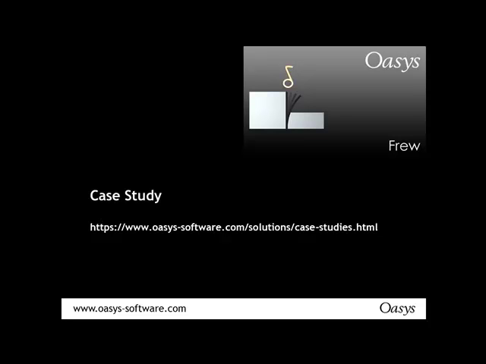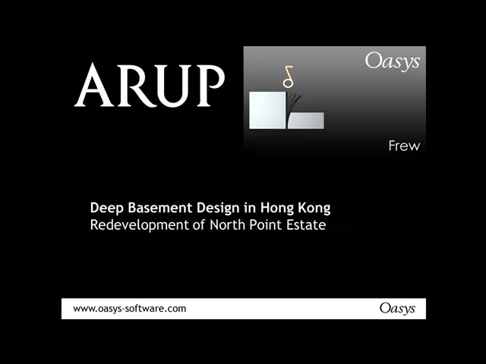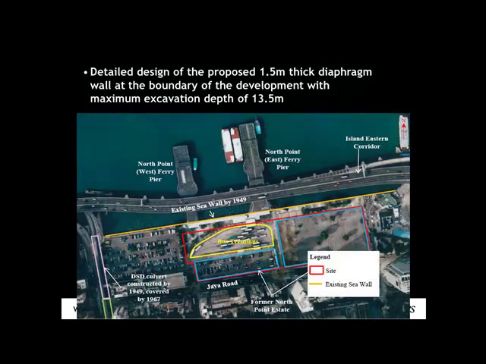But I'm going to go through one case study which is being done currently in Arup in Hong Kong. It's a very deep basement design. It's the redevelopment of the North Point estate. So if we go into the plan here, you can see that the development is shown by this red line here. It's very close to an existing seawall, and it's very close to major utilities.